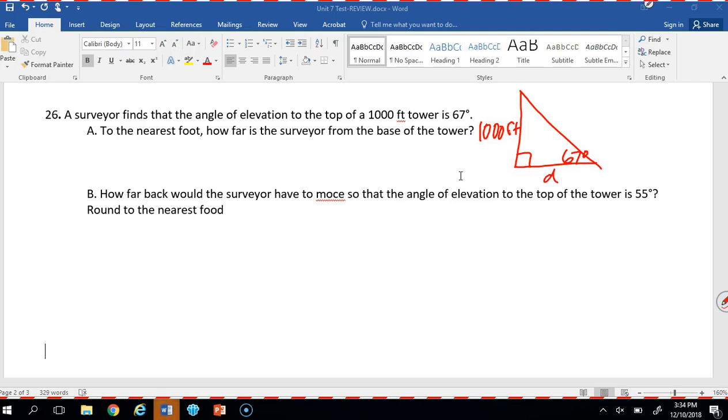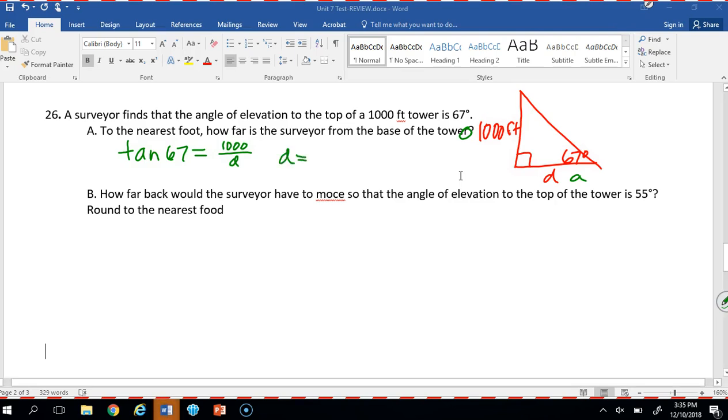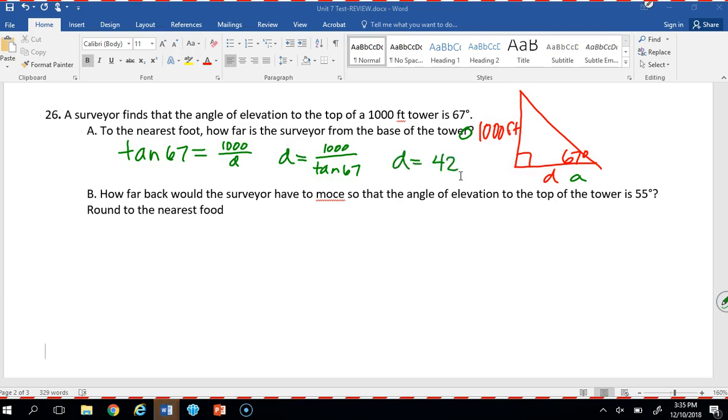So what we're looking for is this right here. So again, we got to figure out what ratio we're going to use. So we look at this 67 degrees. We've got opposite here and we've got adjacent here. That's our tangent ratio. So we're going to say the tan of 67 equals 1,000 over d. Here again, when we have the variable in the denominator, we're going to swap places here. So this is going to be d is equal to 1,000 divided by the tan of 67. So our answer for d, when we divide 1,000 by tan 67, is going to be 425 feet.